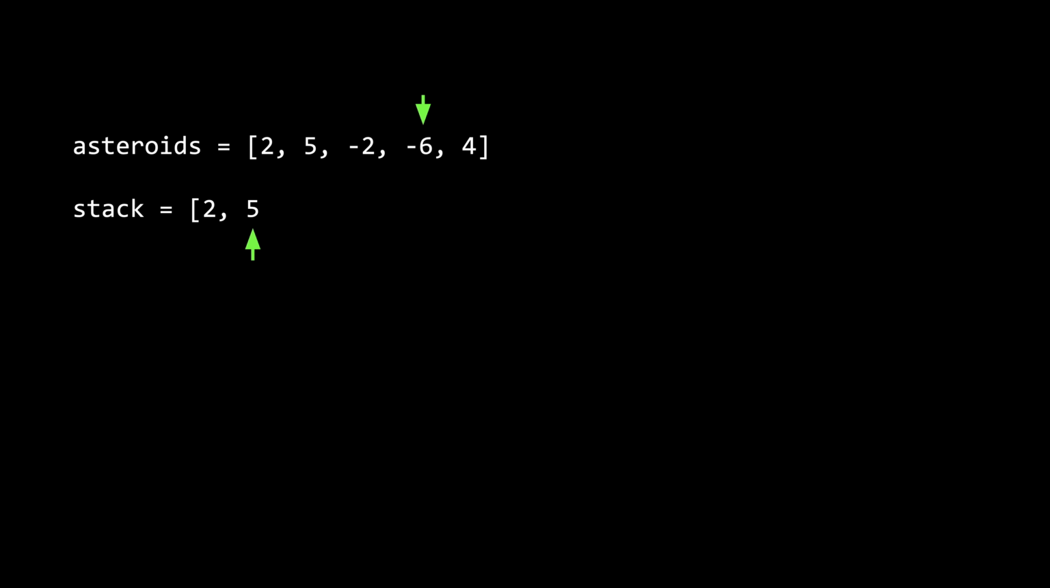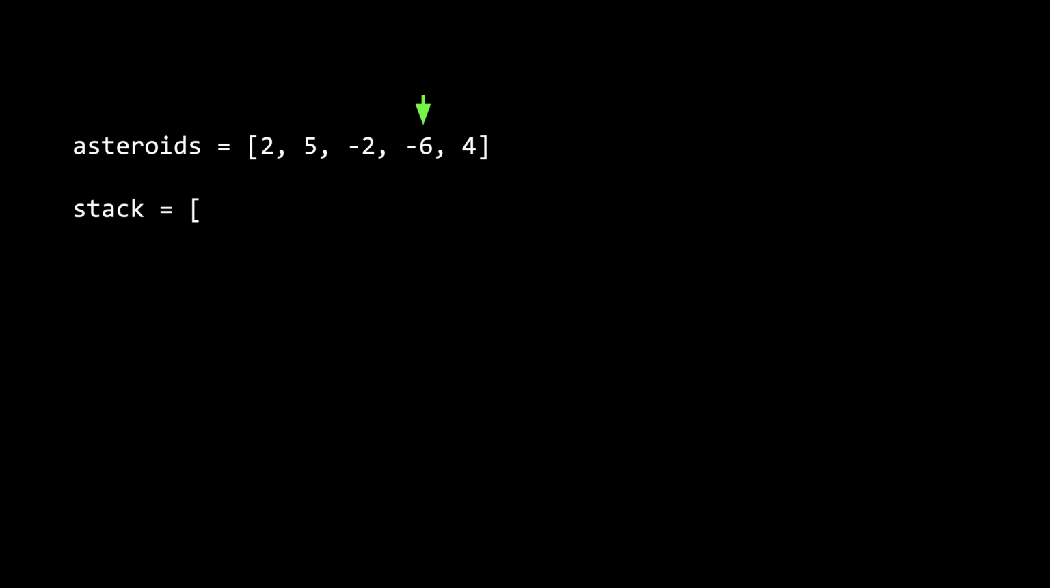Again, since this is a left-moving asteroid, we compare it to the top of our stack, and because this time the left-moving asteroid of size 6 is going to destroy the right-moving asteroid of size 5, we are going to pop the 5 asteroid from our stack. We don't stop here though. As long as there are elements on the stack, we continue to compare our left-moving 6 to the right-moving asteroids. So once again, comparing these two, our left-moving 6 is going to destroy the right-moving 2 on our stack. So we pop that 2 from our stack.